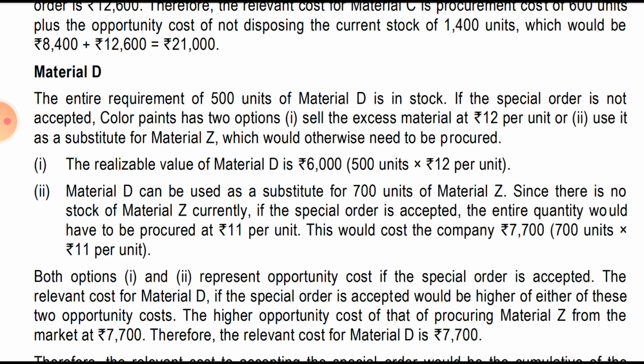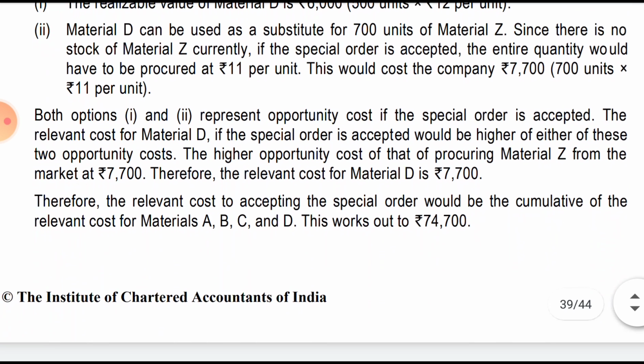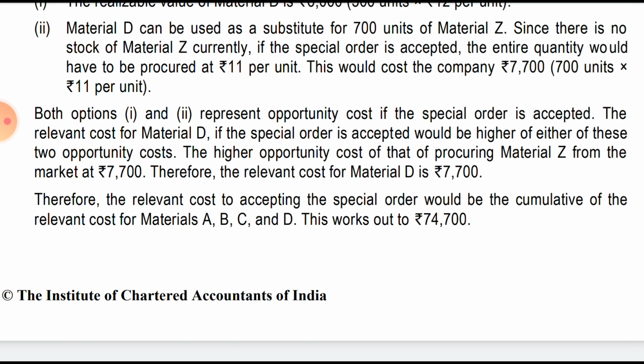If the special order is accepted, the relevant cost for the material D would be the higher of either of these two opportunity costs. So the higher of 6,000 or 7,700, which is the opportunity cost of procuring the material Z from the market. Therefore the relevant cost for the material D is 7,700.